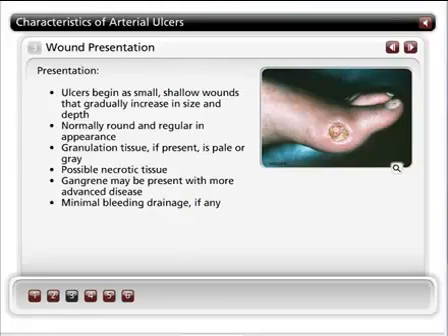Because of diminished circulation, there is minimal or no wound drainage, even in the presence of infection, and only minimal bleeding with wound debridement.